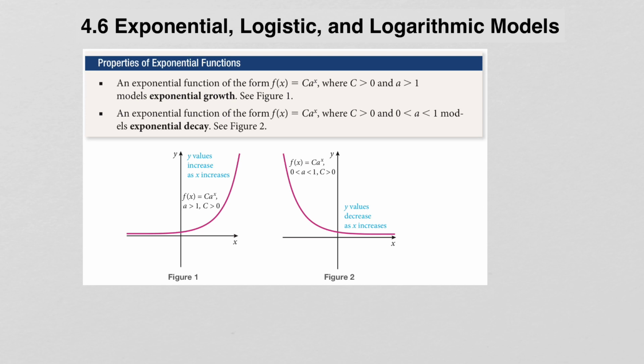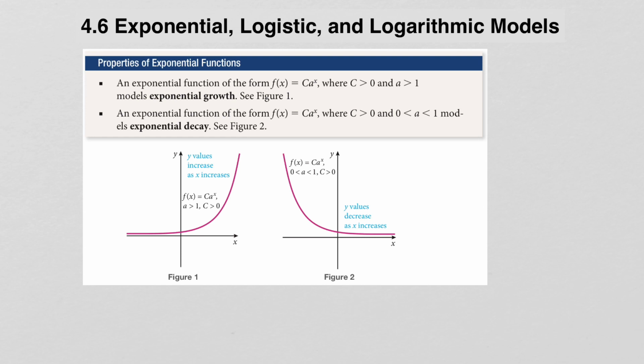If we have a function of the form f of x equals c times a to the x power, and c is a positive number, and a is, of course, a positive base bigger than 1, this is a model for what we call exponential growth, and you can see the graph down here. The domain of this function is all real numbers, and the range of this function is all positive numbers, and you can see that it is a rapidly increasing function.